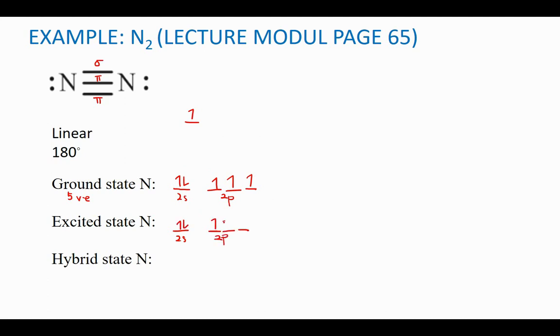Ataupun sebenarnya excited state ni tak berlaku pun. Okay. Excite ni kalau contohnya petak ni tak cukup, barulah elektron akan lompat. Kalau tak ada elektron yang melompat, so sebenarnya excited state ni tak wujud lah.